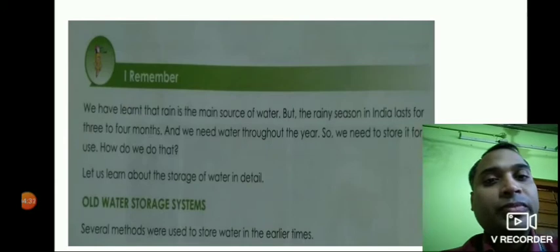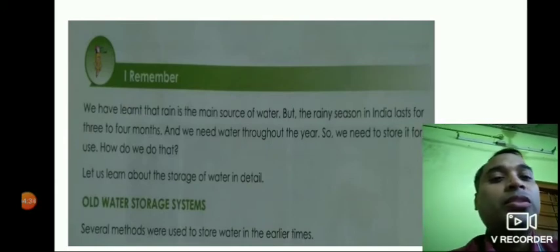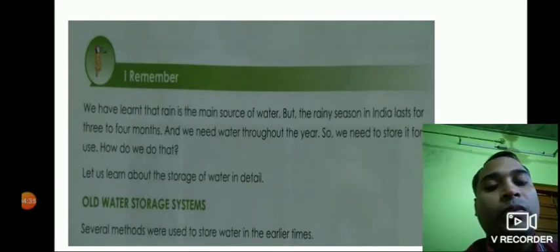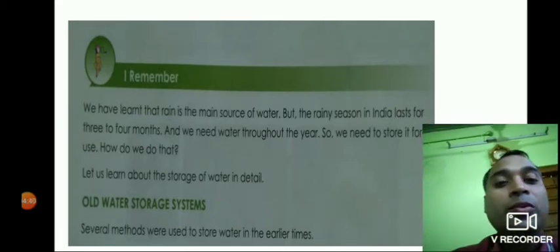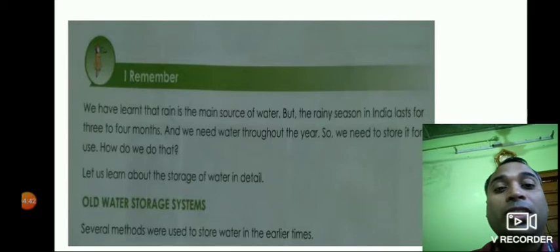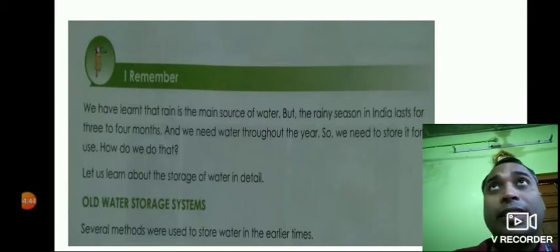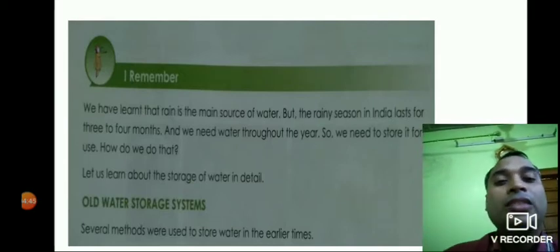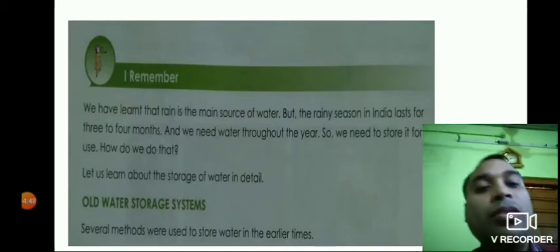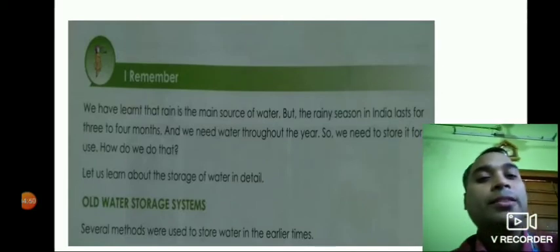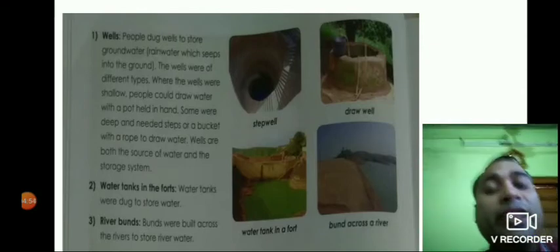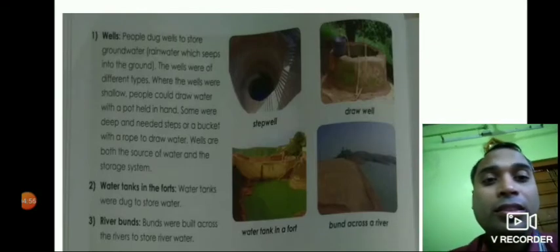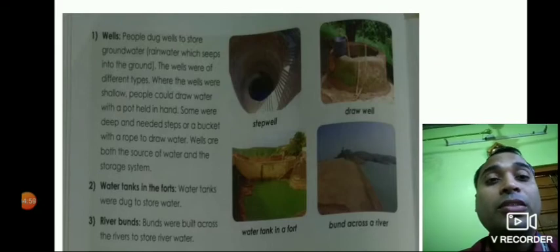Now let us learn about the storage of water in detail. As I said, we are going to study about two types of water storage system. One is the old ways or the old water storage systems, and also the modern way or the new water storage system. So let us first discuss the old water storage system. Here we have three different ways of storing water which come under the old water storage system.